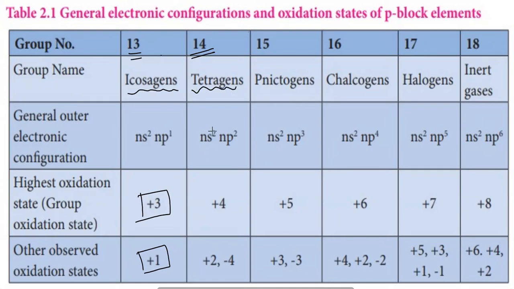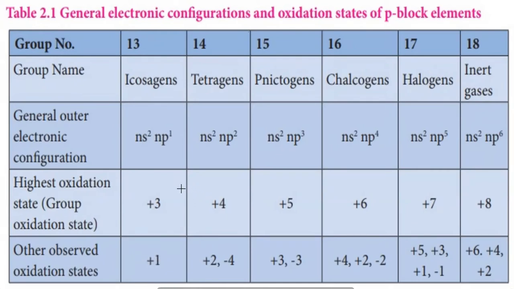So the tetragens' general electronic configuration is ns2 np2. Such as for carbon it is 2s2 2p2, for silicon it is 3s2 3p2, for germanium it is 4s2 4p2. So here the general electronic configuration will become ns2 np2. Okay, the outermost shell will be having 4 electrons.